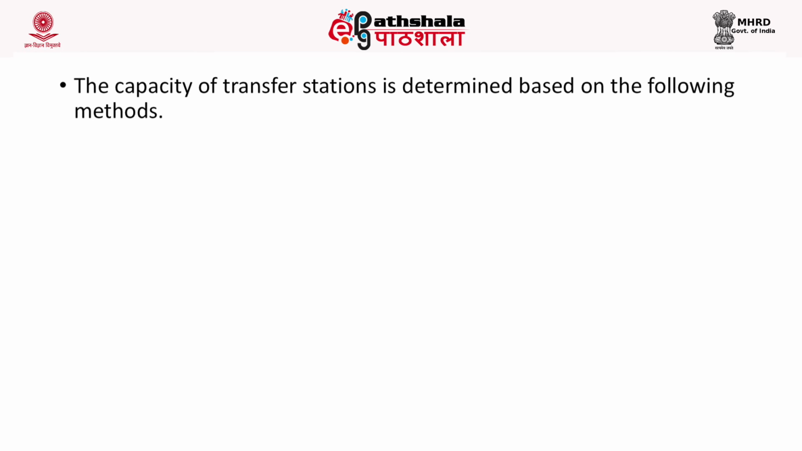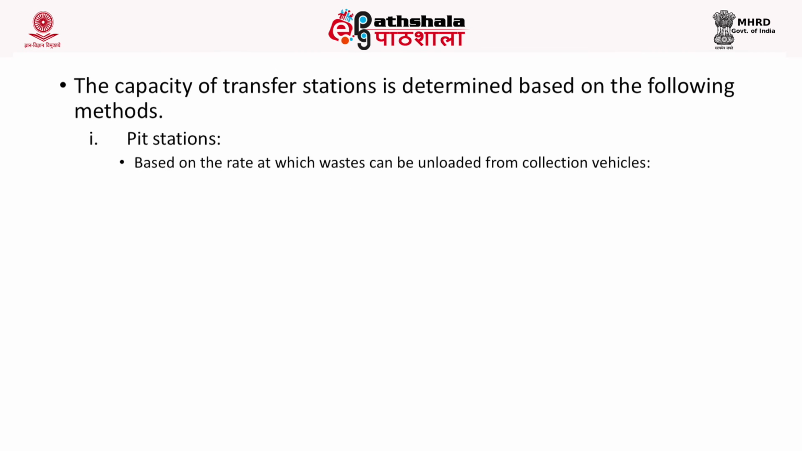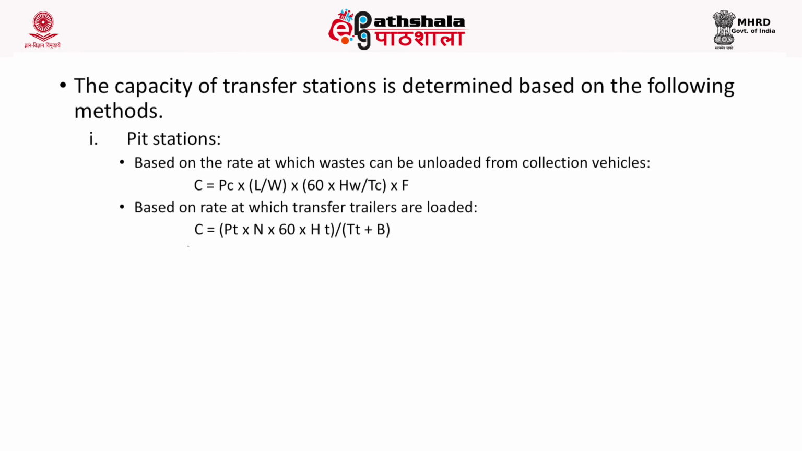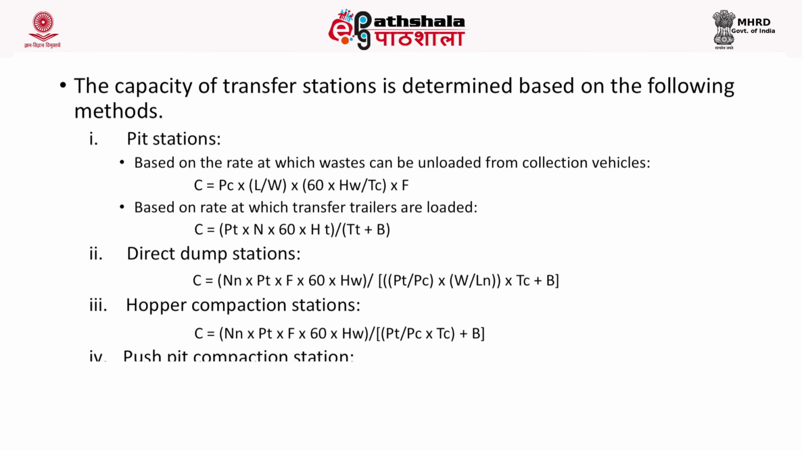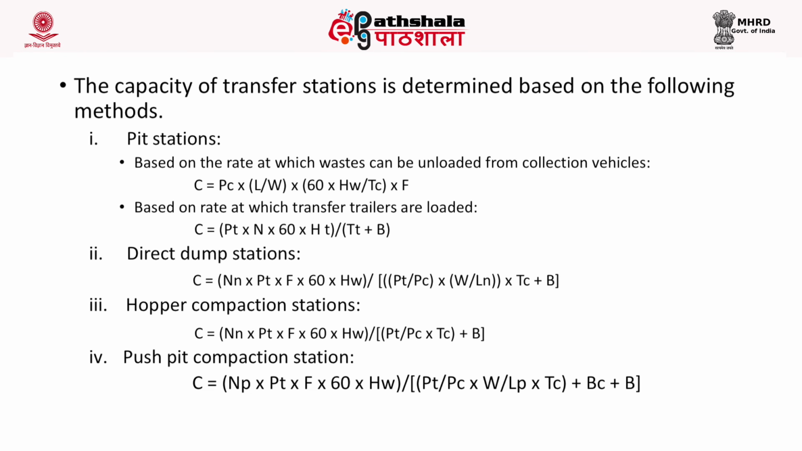Now, based on this, the capacity of the transfer station is determined based on the following methods. So, you have 4 methods here. 1, the pit station method. 2nd, the direct dump station. 3rd, the hopper compaction station. And 4th, the push pit compaction station.